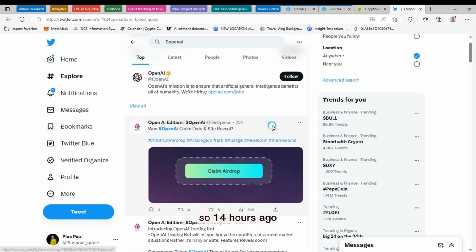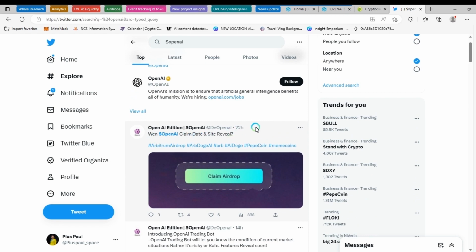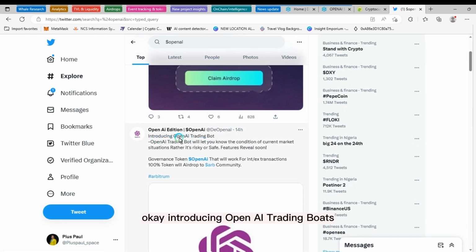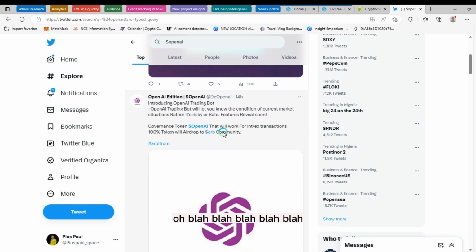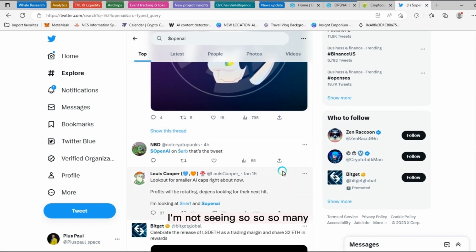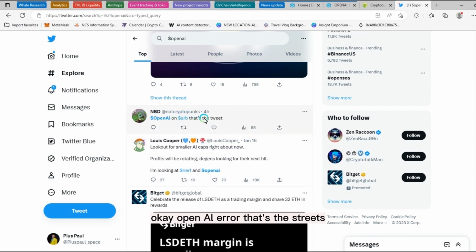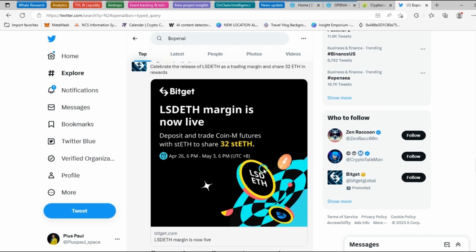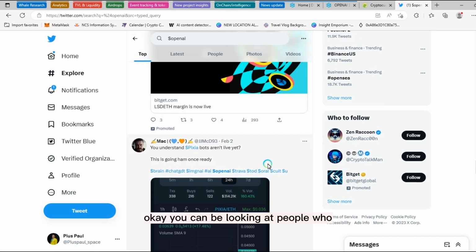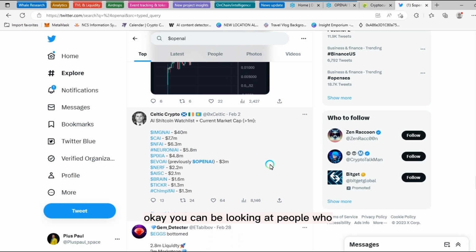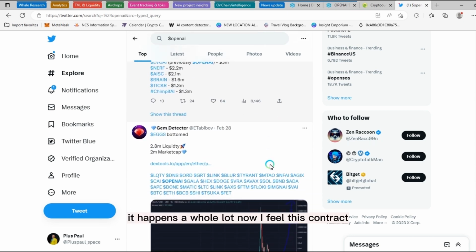So 14 hours ago, okay, introducing OpenAI trading bots. OpenAI trading bots will let you know the condition of current market status. Oh, blah, blah, blah. Okay. I'm not seeing so many. Okay, OpenAI on error. That's the tweets. Okay. So we're actually seeing, okay, you can't be looking at people who edited their tweets. All right. It happens a whole lot.